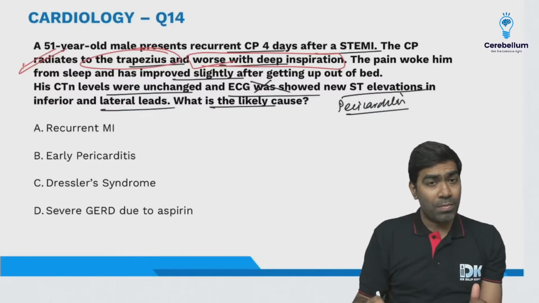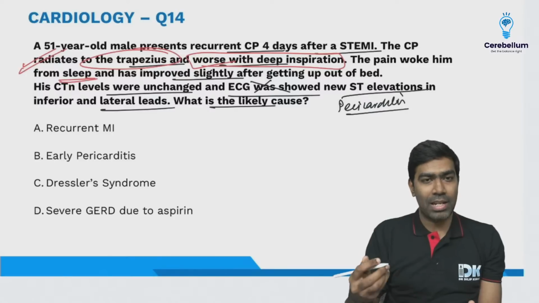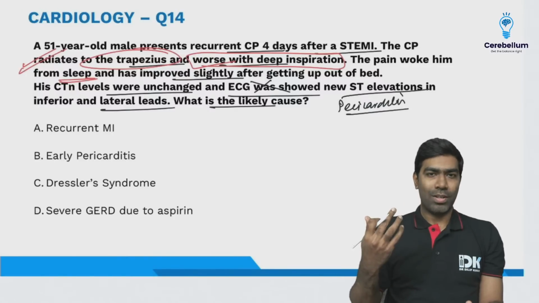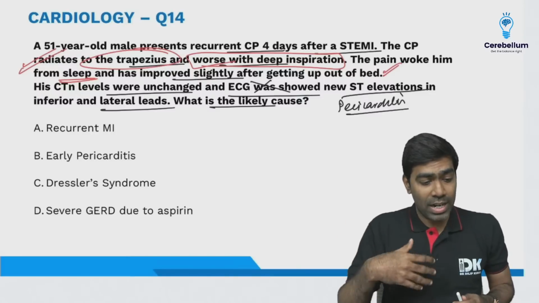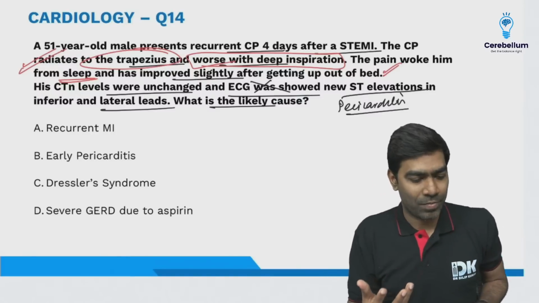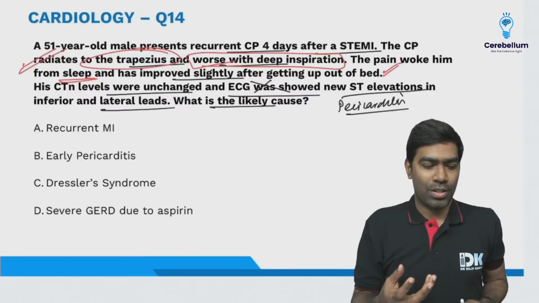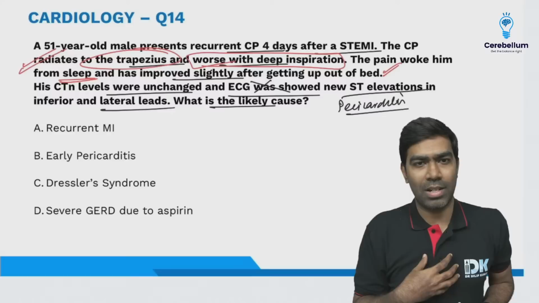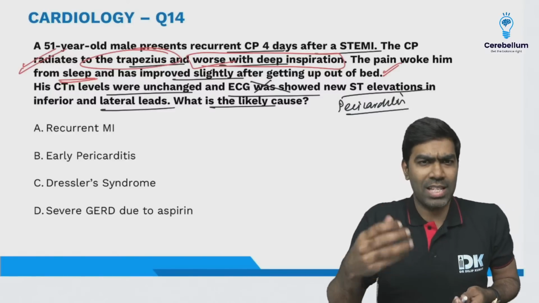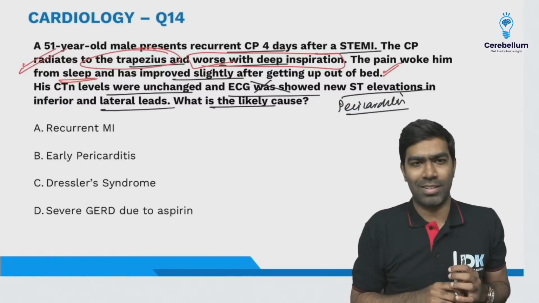And pain woke him up from sleep, which means during sleep it's increasing, when lying down the pain is more. And after getting up from bed, which means most of the pericarditis pain will reduce on leaning forward position, right? Pain will reduce on leaning forward. So pain radiating to the trapezius, worsening with deep inspiration, and improving on leaning forward. So all these are classic signs of pericarditis.